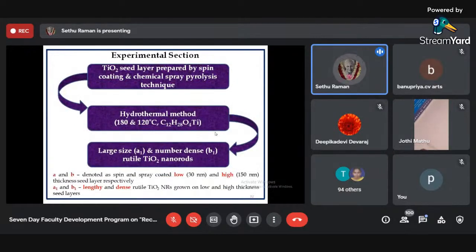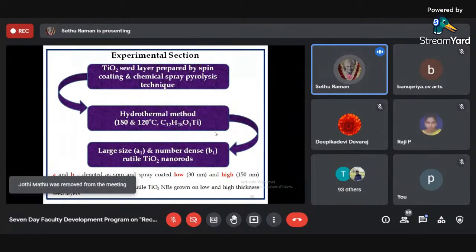Generally, in the experimental section, the TiO2 seed layer is prepared by spin coating. I told you, a simple chemical spray pyrolysis technique as well, and then TiO2 nanorods are prepared by the hydrothermal method at different temperatures, like 180 degrees Celsius and 120 degrees Celsius. The results we obtained are lower size and number-dense rutile TiO2 nanorods.